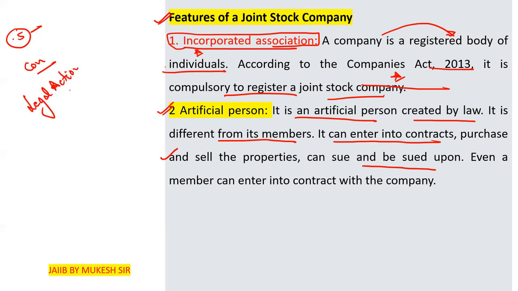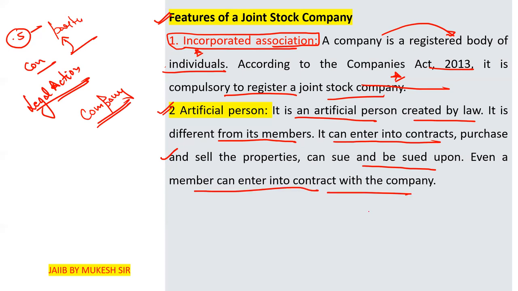Like in the case of a partnership firm, if anything happens, the firm's partners are responsible for that also. Here, the company is solely responsible. Even a member can enter into a contract with the company. In a partnership firm, partners are not able to make a contract with the firm, but in the case of a company, the members can enter into a contract with the company.